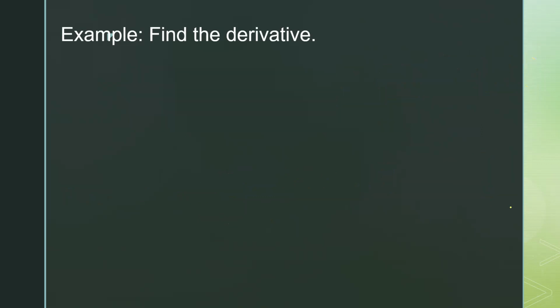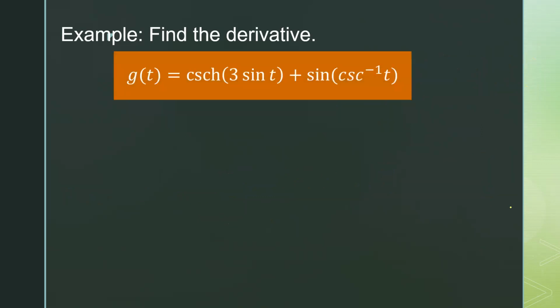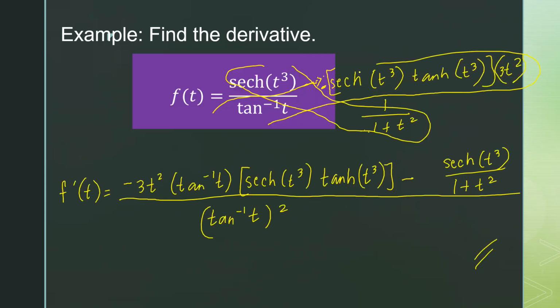Okay, let's go to our next one. And this time we're given with this g of t. Again, this is a function of t. So what we have is g prime of t. This is just separated by the plus symbol. So that means we can just differentiate this and then differentiate this one. Okay? Ayan. So take note, ano, katulad kanina, yung hyperbolic secant is negative.